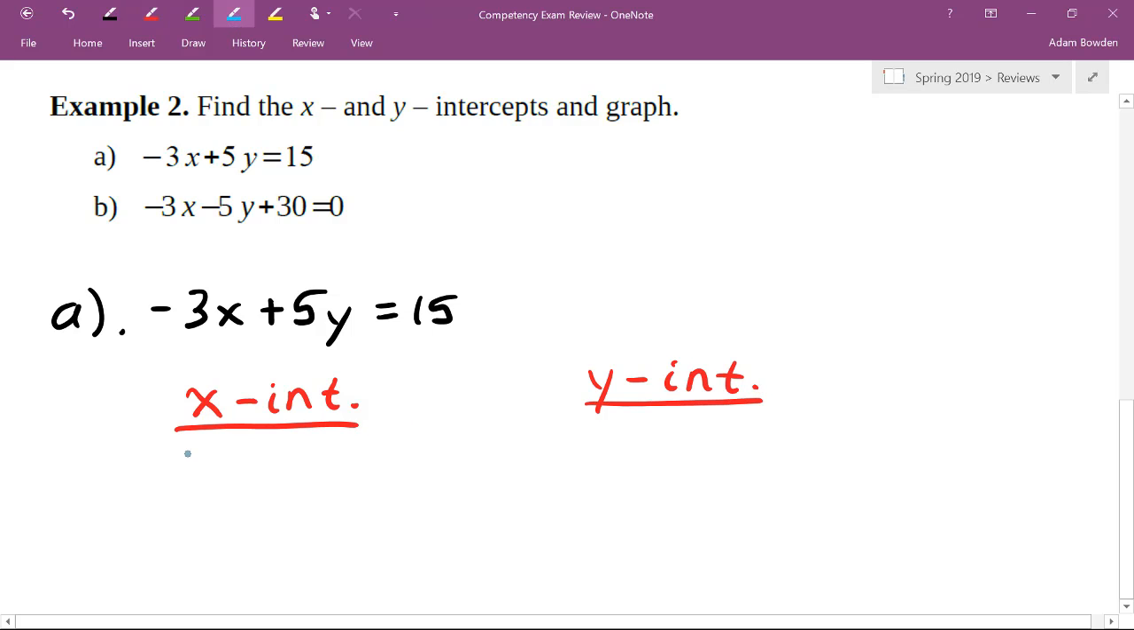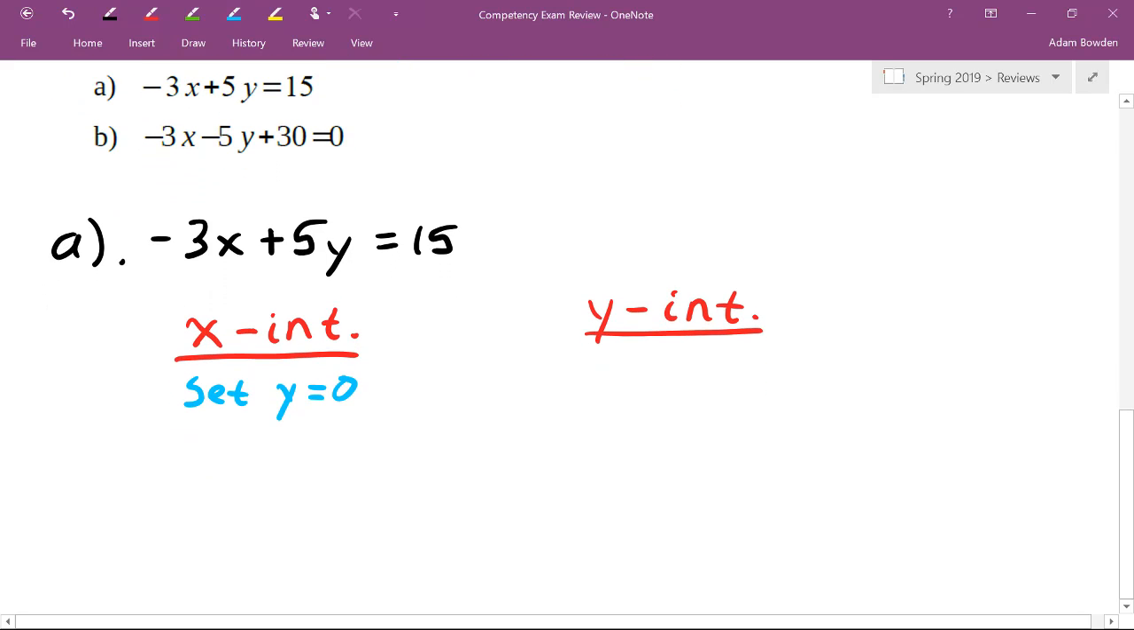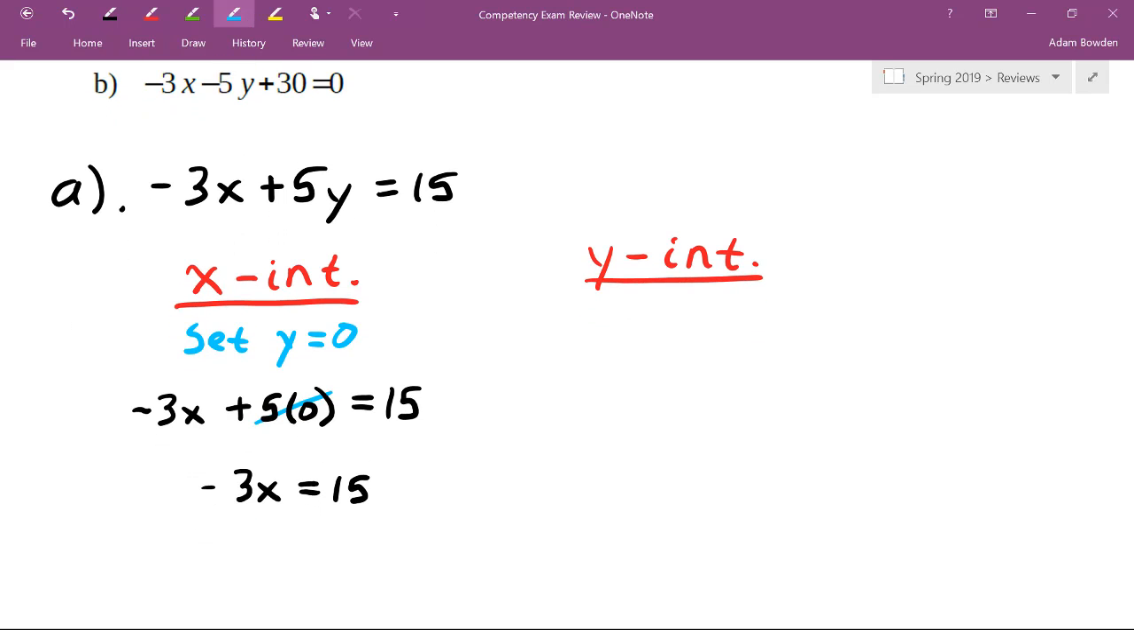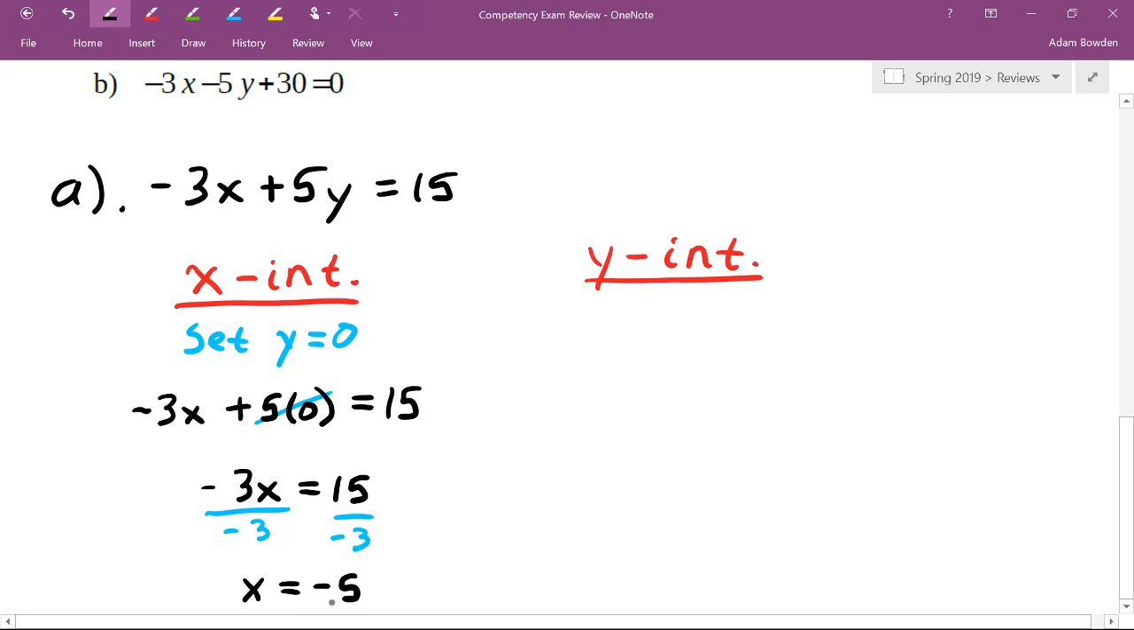For the x-intercept, what we do is we set y equal to 0, and then we solve for x. If we set y equal to 0, this will be negative 3x plus 5 times 0 equals 15. Well, 5 times 0 is 0, so this zeroes that part out and it goes away, and we just have negative 3x equals 15. Once we divide by negative 3 to both sides, solve for x, we have x equals negative 5.